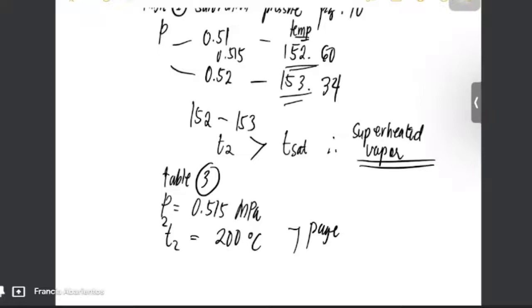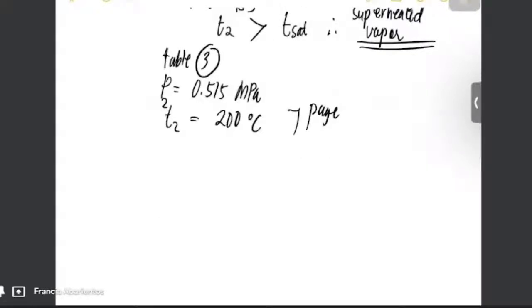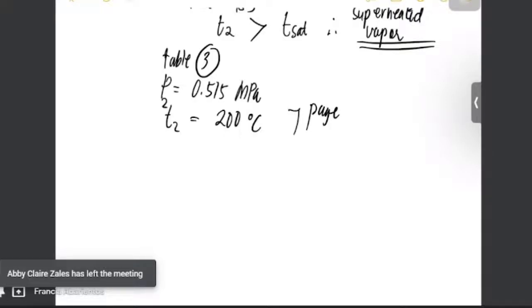0.515. Mag-double interpolation ba tayo? Ayan, wala class na. Wala. Okay, double interpolation tayo. Double interpolation, hindi naman. Mabuti lang hindi double interpolation, class. Sa susunod, may double interpolation na to.